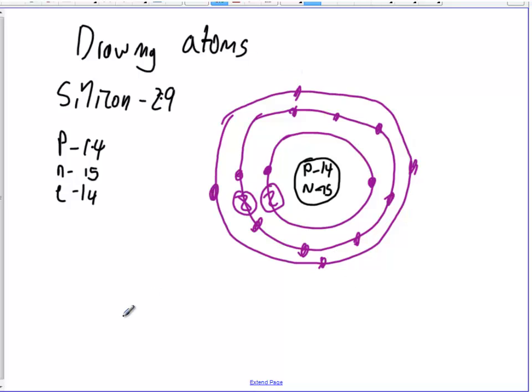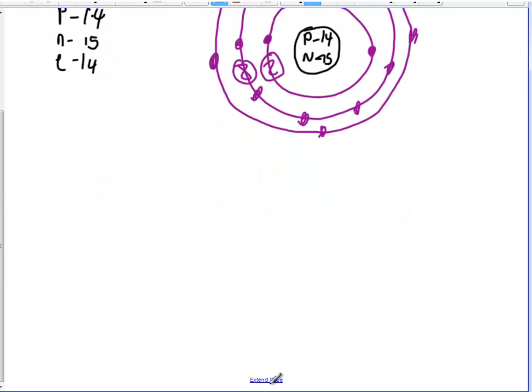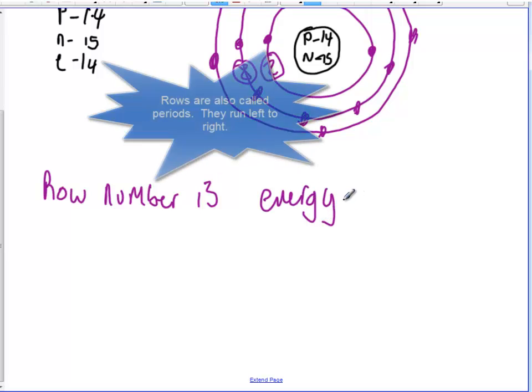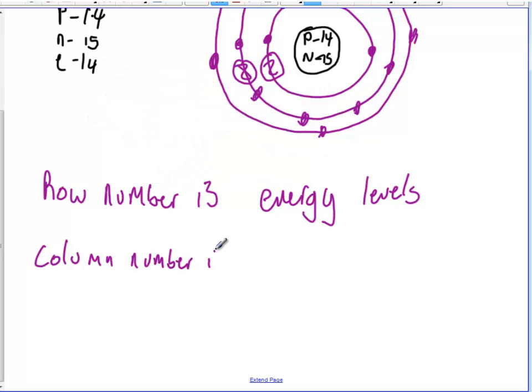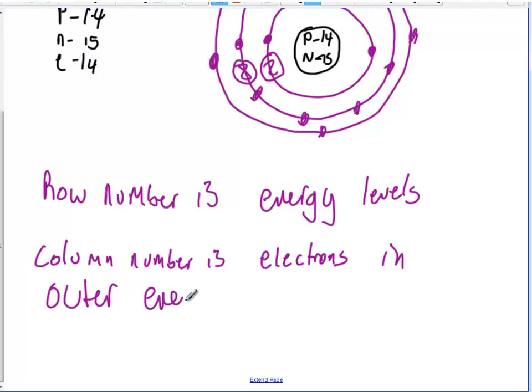Okay, and so that's the last thing I'm going to tell you guys on this one: the row number on the periodic table actually shows you the energy levels. Okay, rows run horizontal, left to right. Row number is energy levels. Okay, so if it's in row number 7, it has 7 energy levels. If it is in row number 3, it has 3 energy levels. Okay, and column number, the A group column number, is electrons in the outer energy level. Okay, and if you can keep those two things straight, you can always double check yourself.